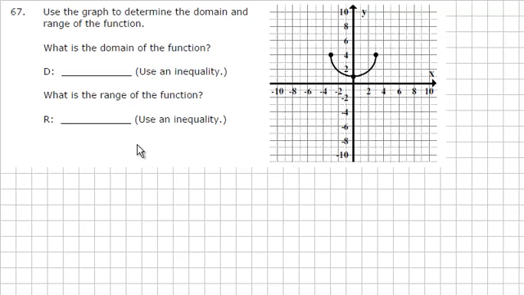Use the graph to determine the domain and range of the function. The first question that we're asked to answer is, what is the domain of the function? So let's first of all recall, what is domain? Domain is the set of valid inputs.